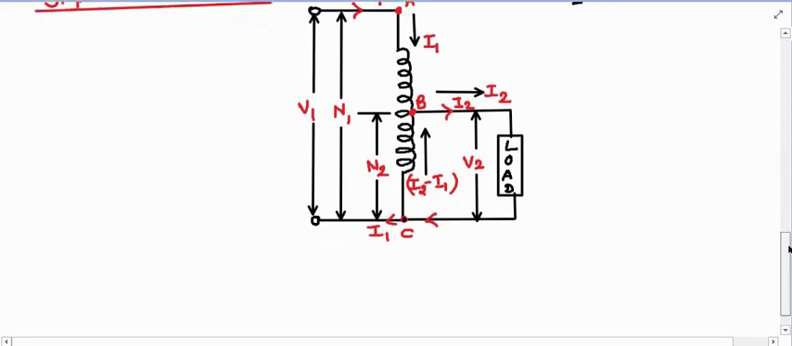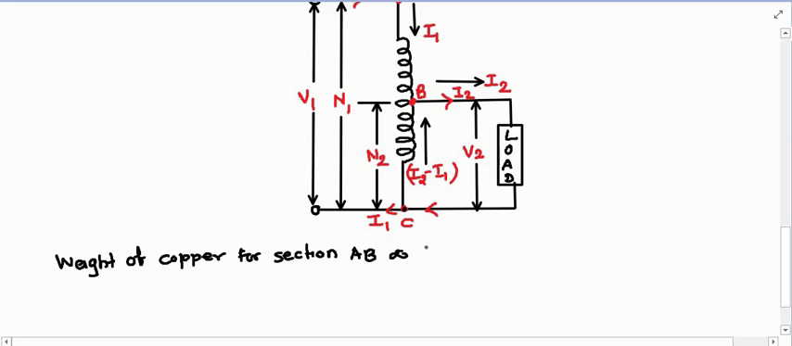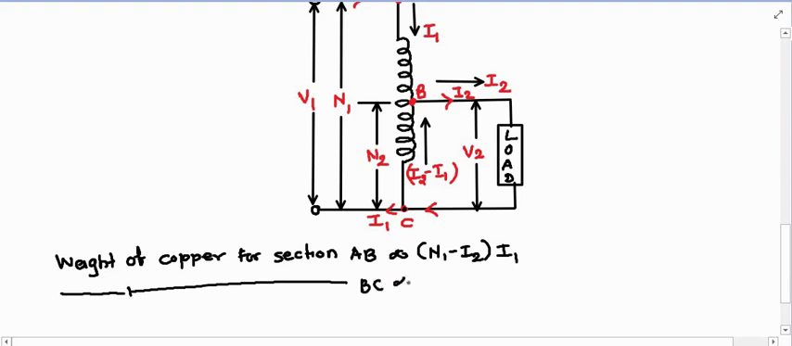Hence, for this step down auto transformer, I can write down the weight of copper for section AB is proportional to the number of turns, N1 minus N2, into the current in section AB, I1. Similarly, the weight of copper for section BC is proportional to the number of turns N2, into the current, I2 minus I1.